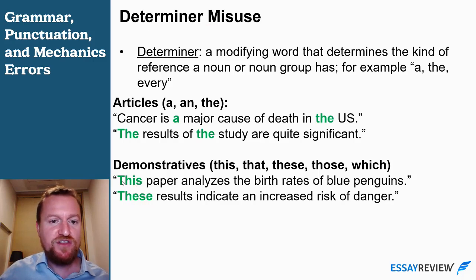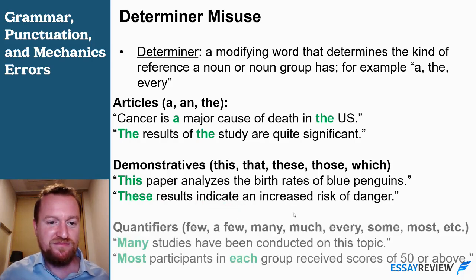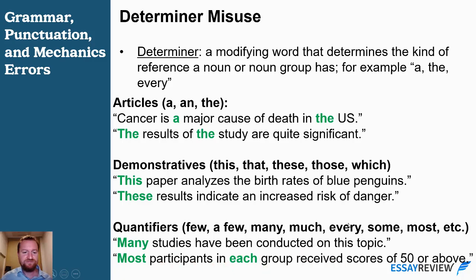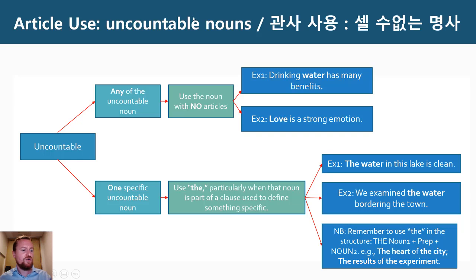This or these. This paper analyzes, these results indicate. You might think this is very simple, but mistakes are still often made. Quantifiers are another determiner. Many studies have been conducted. Most participants in each group received. All right, so let's just look quickly.